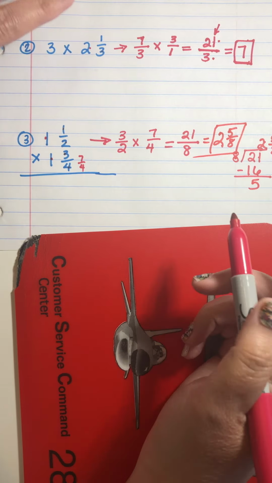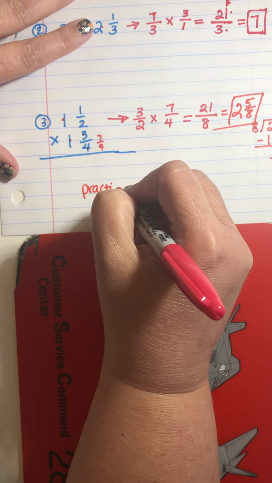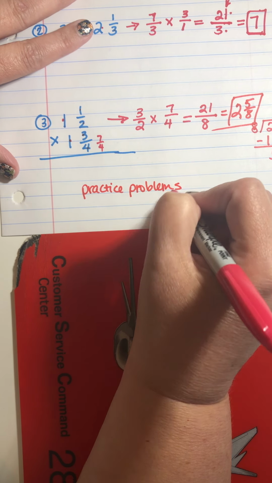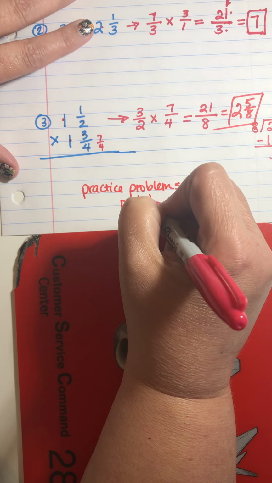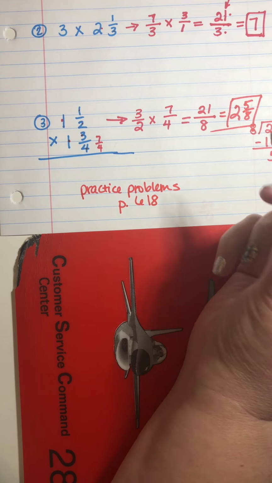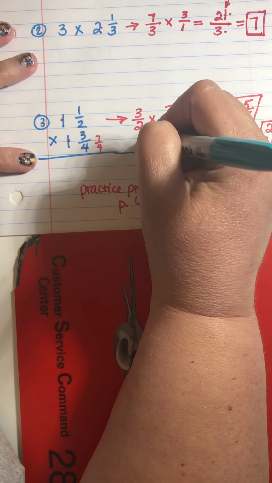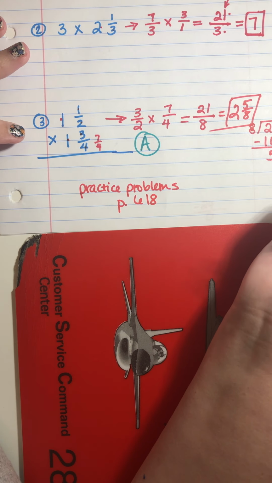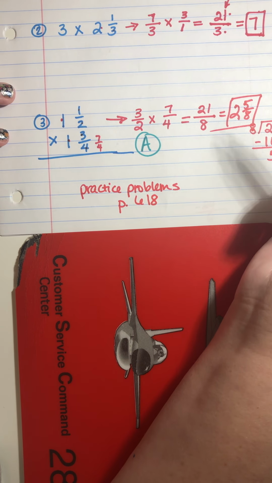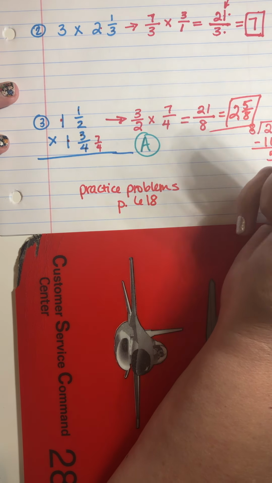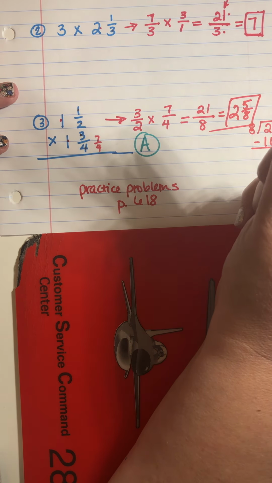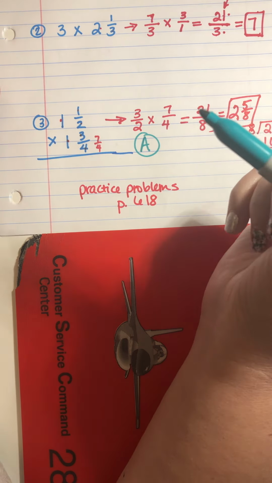Okay? So your practice problems are on page 618. And as a bonus for you guys watching this video, and some of you poor babies for having me for 2 years, that is your practice problem A. And let's see, I think I did another one. Did I not? Oh my goodness. I can't believe I only did one. All right, bonus. Let's do one more together, because that was mean of me to only do one. Let me get a sheet of paper.